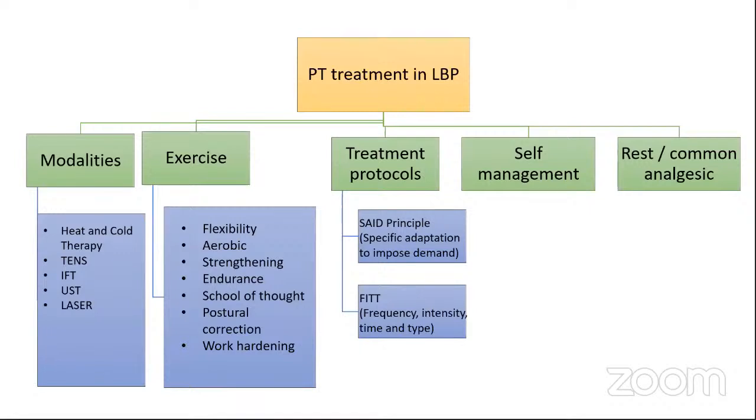So right now, we treat low back pain with modalities, exercise, treatment protocol, self-management, and rest or common analgesic. In modalities, we generally use heat and cold therapy, TENS, IFT, UST, and laser. And in exercises, generally, we use flexibility exercises, aerobic, strengthening and endurance exercises, and schools of thought, which are basically your McKenzie techniques, Maitland techniques, and Cyriax techniques. These are the techniques which we generally use to treat low back pain.